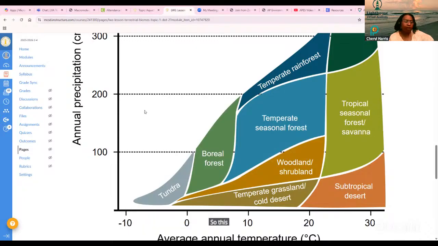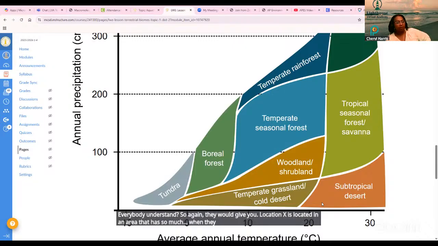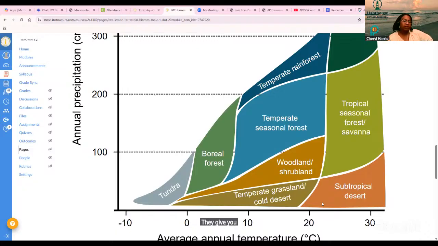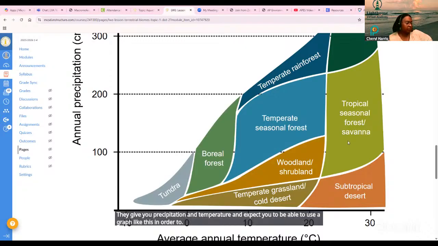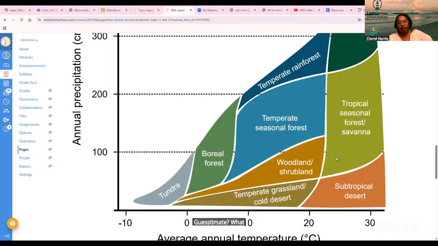So this is a graph that you might see on a test. I also want to show you how to do a climatograph later on, but you do have to know how to read this. Okay. Any questions about that one? Everybody understand? So again, they would give you location X is located in an area that has so much, when they talk about biomes, they give you precipitation and temperature and expect you to be able to use a graph like this in order to guesstimate what type of biome it is probably located in. All right.